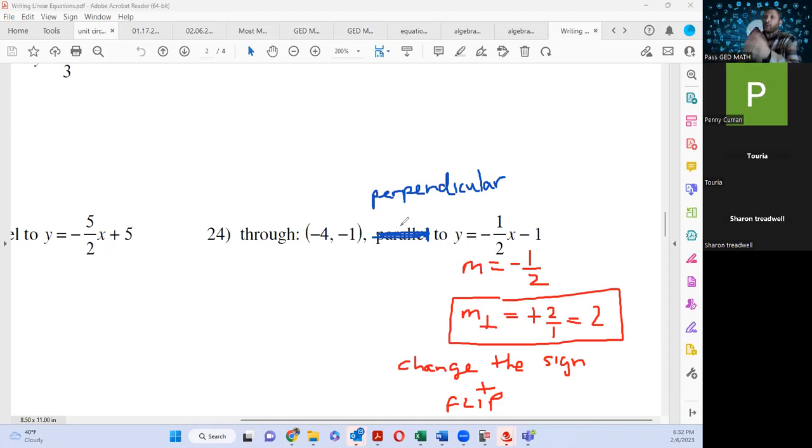So what else do we know? We know the slope was -1/2. We know the slope of the perpendicular is 2. What else do we know? X and Y.